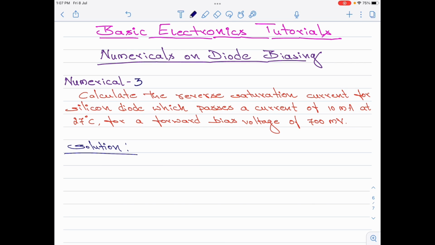Let us quickly write down the given values. We are told the diode current is 10 milliamperes. Room temperature is 27 degrees Celsius. And the applied forward bias voltage is 700 millivolts.